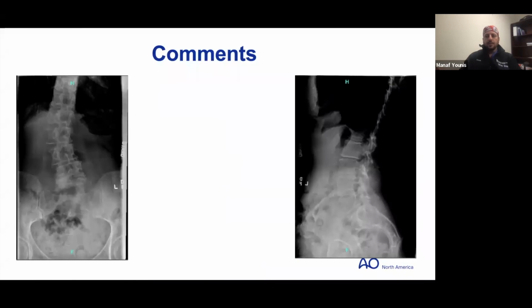Now back to our case, our adult degenerative scoliosis. Again, these are the radiographs showing multi-level degenerative changes with lumbar curvature. Does anybody have any comments?